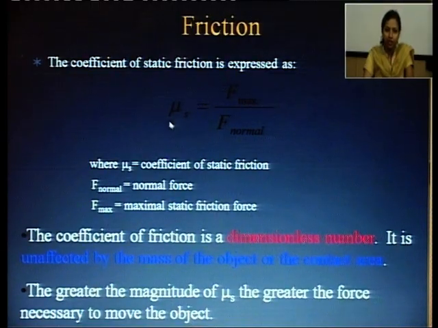This formula we already discussed: mu s is equal to F maximum upon F normal. Mu s is the coefficient of static friction, F normal is the normal force, F maximum is the maximum static frictional force. It is a dimensionless quantity as well as unitless, and it is unaffected by the mass of the object or the contact area or the surface of the two bodies. The greater the magnitude of mu s, the greater the force necessary to move the object.